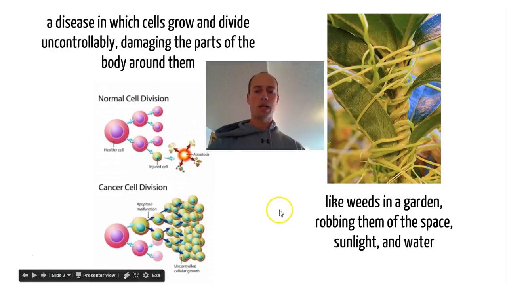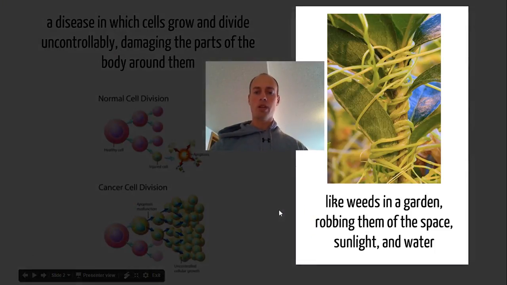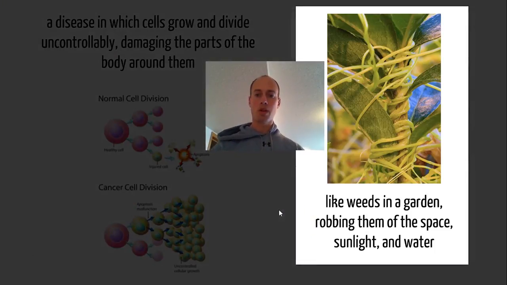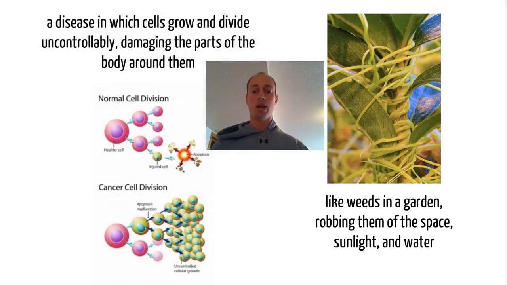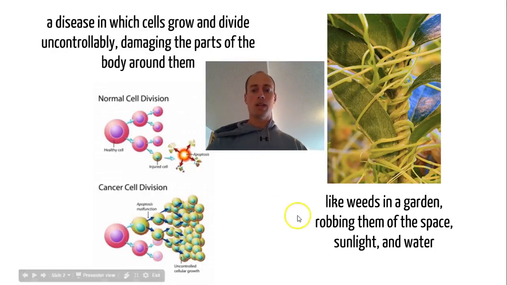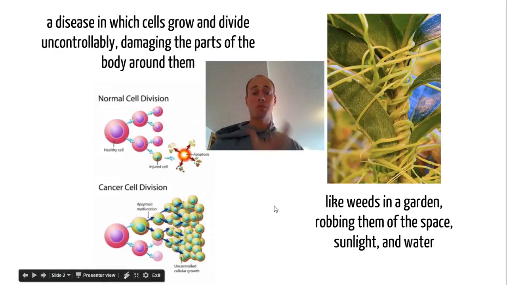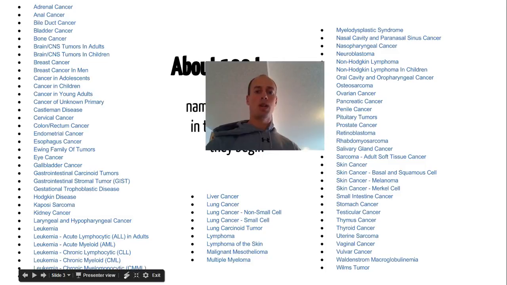You can think of cancer kind of like weeds in a garden. It robs the healthy thing that's supposed to grow, like your cells, or in a garden, a normal plant, robbing them of the space, sunlight, and water. Well, it's not sunlight when it's cancer, but they are getting robbed of the nutrients and the water and the space that they need to function well.